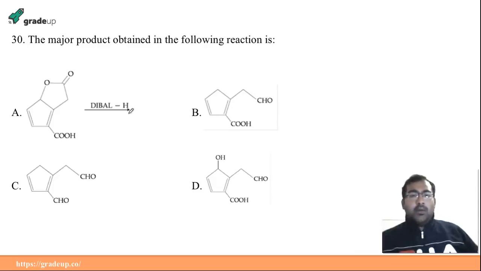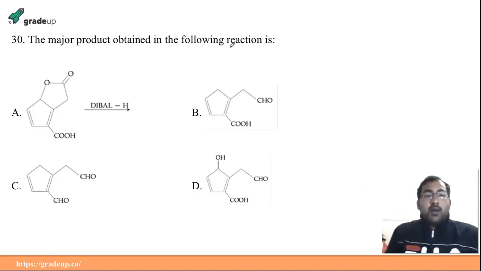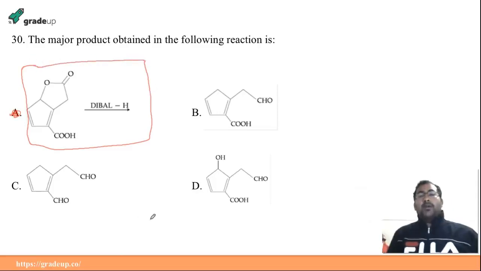So, in this compound, I guess there is some problem, so let me just rectify it for you. The question is: the major product obtained in the following reaction. This is the following reaction. And the A part of this question is not given here, right, the A part is not given.